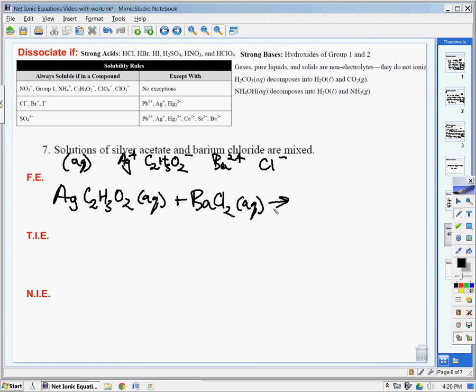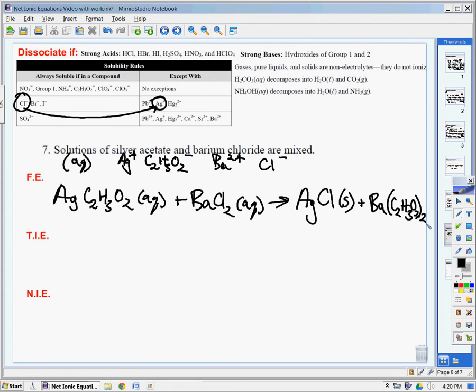Well, silver's going to go with chlorine, and barium's going to go with acetate. And when silver goes with chlorine, you'll notice chlorine and silver makes an insoluble compound. It makes a precipitate, AgCl, which is just plain old solid. And it's 1+ and 1- for the charges, so no other subscripts. And then our other one is barium acetate.